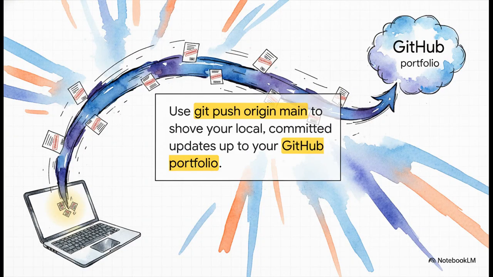Okay, so once your changes are officially married into your local history through that commit, you need a way to show them off to the world. That's where the push command comes in. You use git push origin main to basically shove those local committed updates straight up from your computer to your GitHub portfolio, ready for the rest of your team or even future employers to see.